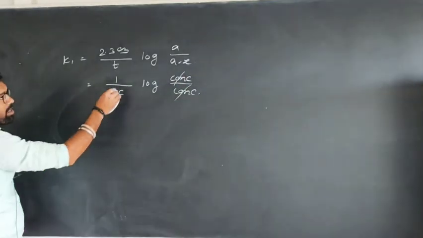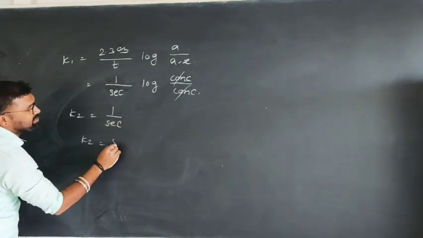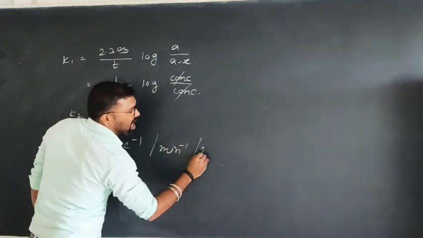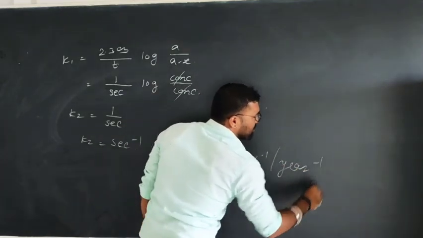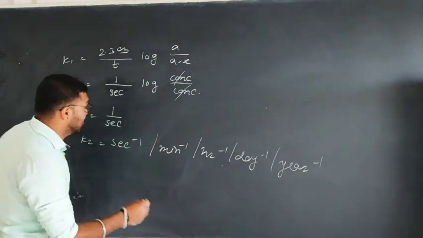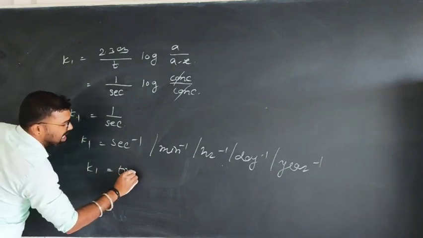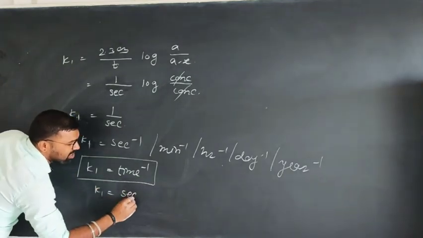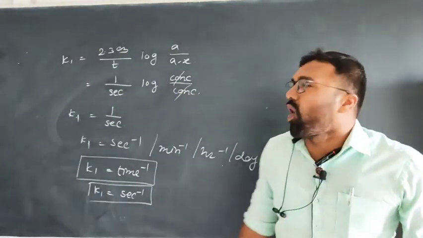The concentration terms get cancelled, giving 1 upon second, that means k1 is expressed in second inverse, right? Or minute inverse, or hour inverse, or day inverse, or year inverse. No problem. That means the unit for a first order reaction is time inverse. In general, you can say that k1 has the unit time inverse. For convenience, we say second inverse. This is about the first order reaction.